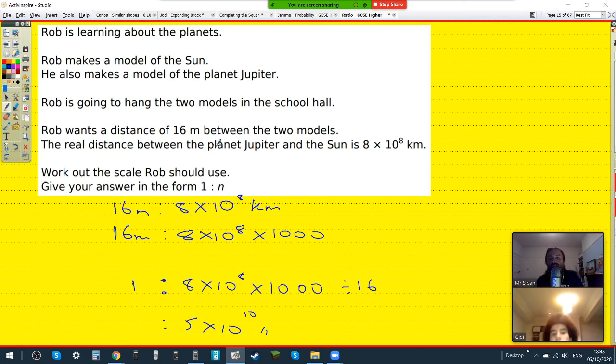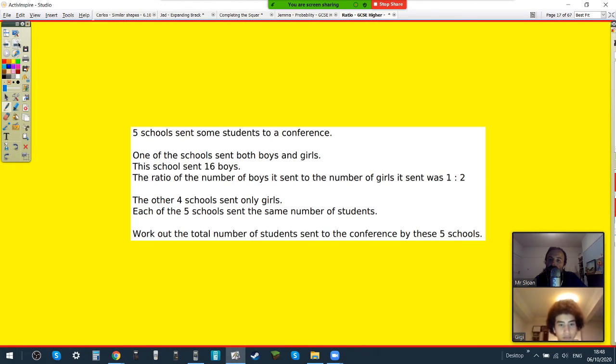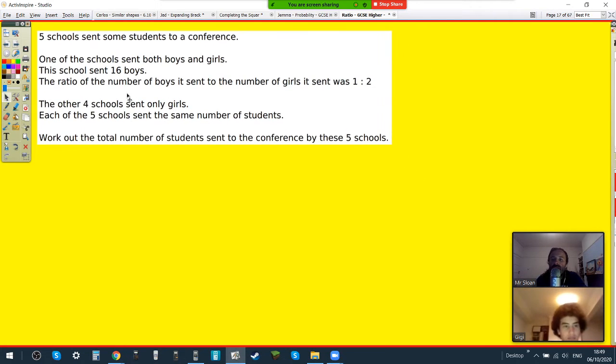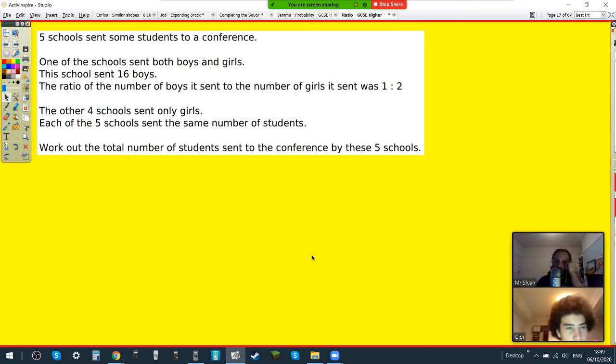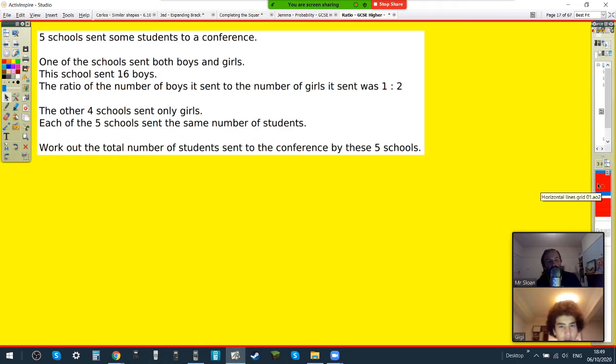Yep. And so just watch out for the units in general. They weren't the same. This one, the ratio of 1 is to something. You just have to divide the left side to make it 1. So this, you have to divide it by itself. And you do the same to both sides to keep it in proportion. Any questions about that? No. This is long, man. It's probably easy though. I will do it. 5 schools, 16. 1 to 2.